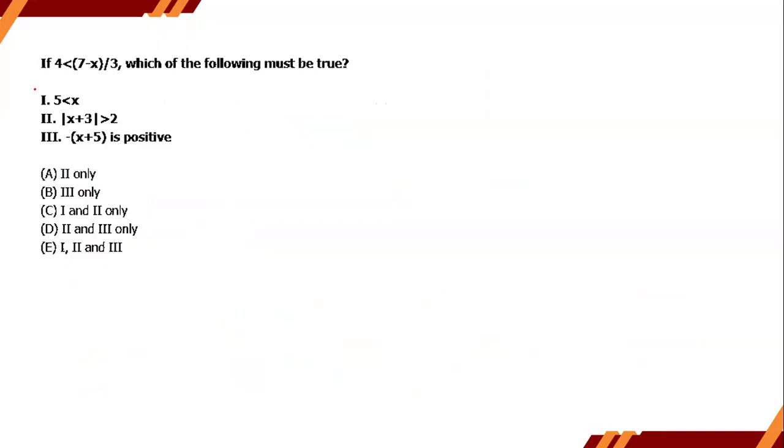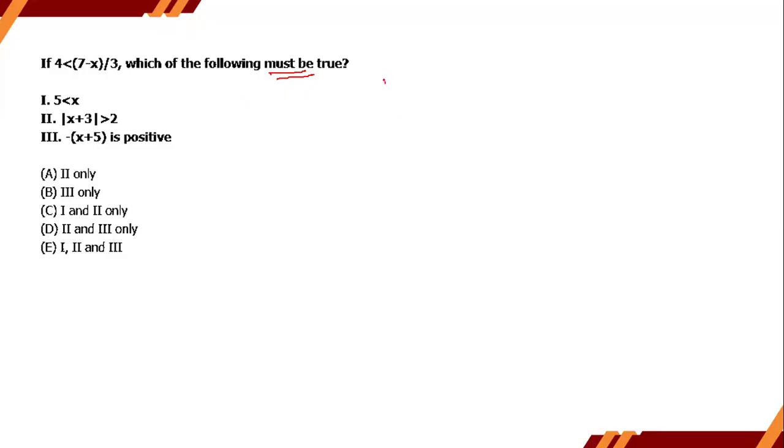So if 4 is less than (7 minus x) by 3, which of the following must be true? So again, this is a must-be question, so we need to be careful. If we are picking numbers, how many times do we need to pick them? At least 2 times. If in the first time you are able to eliminate the options, that's fine. But if not, ensure that you are substituting at least 2 times, or you have to check all different types of numbers. Fine, let's go ahead with this.